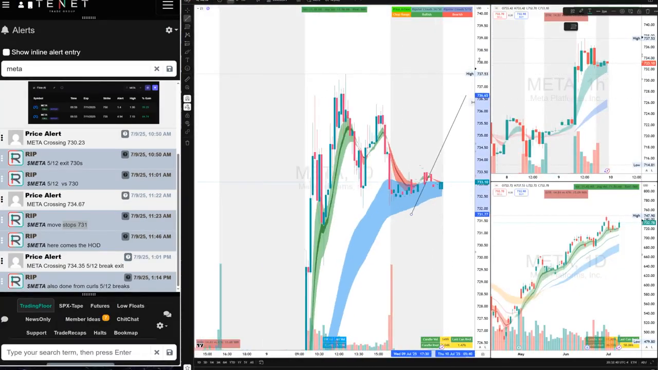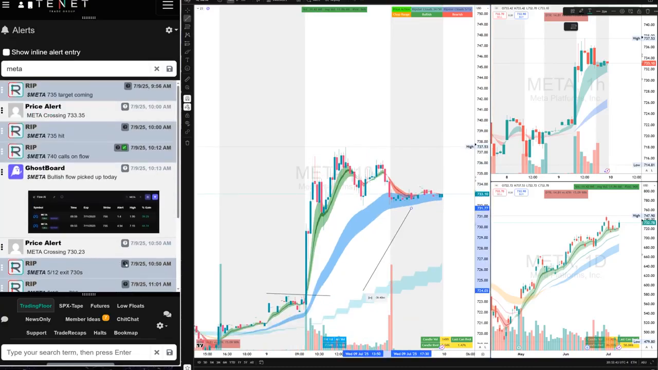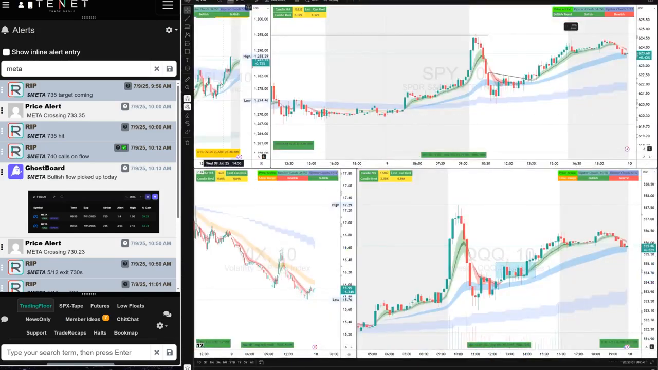So that was Meta. All the lifetime stamp guidance right here in front of you. The morning 9:30 to 10 a.m. trade towards my target of 735. Pull back to the 730s, 512 curls, back to 737. Beautiful trade, Meta. All right, so let's look at some of our beautiful curls midday.